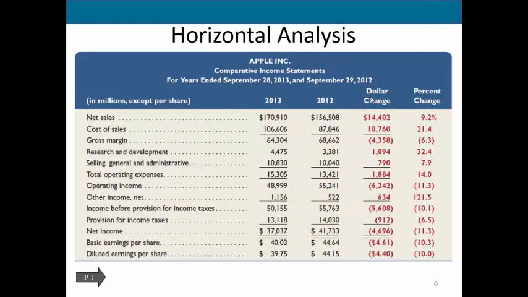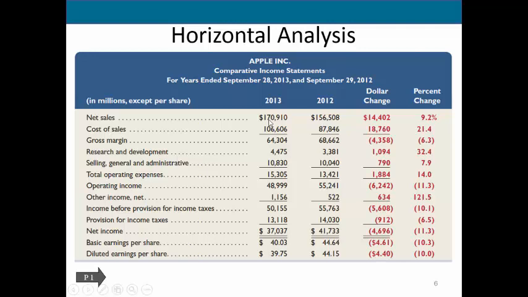We can do the same thing. We can look at this for the income statement. Same thing. It doesn't matter if it's your income statement or your balance sheet. It's the same basic method. We're comparing horizontally. So you can see here we had a positive dollar change in the net sales, and that gives us a 9.2% increase in sales year over year.